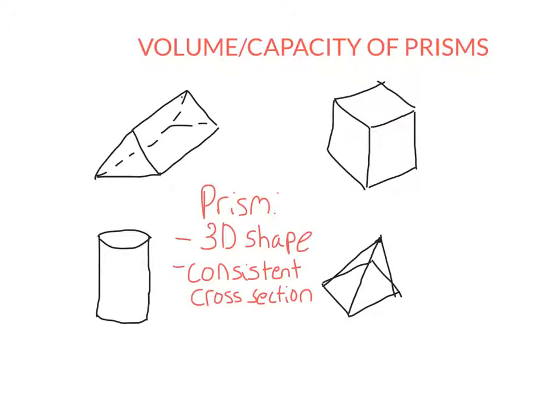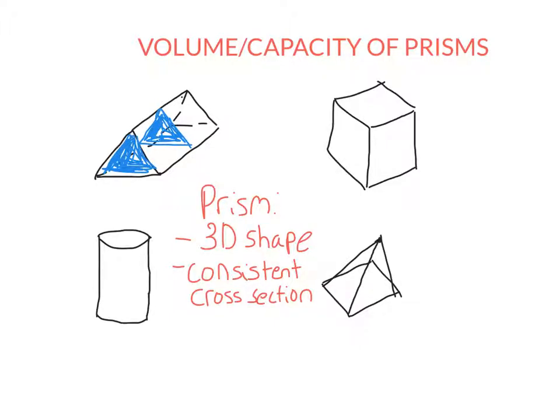It's a triangular prism. If I were to cut it here, what I get is the same shape, the same triangle and the same size as the base. That's what I mean by consistent cross-section. That triangle is the cross-section.